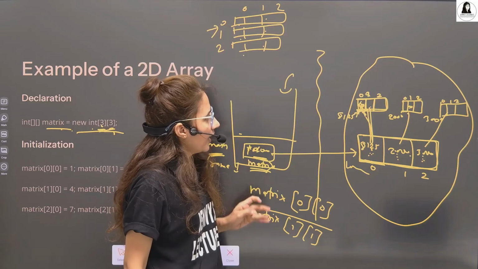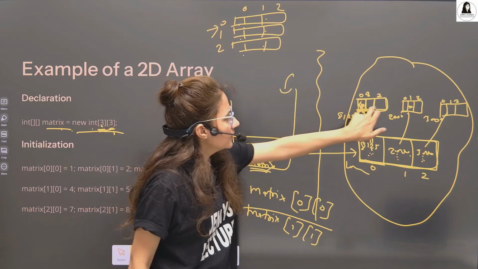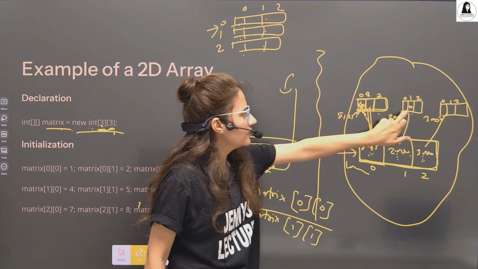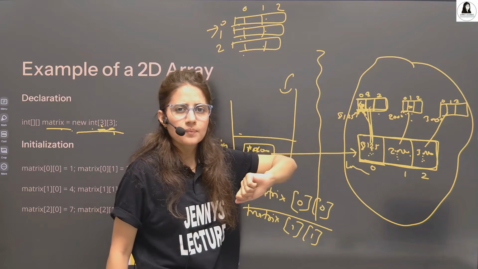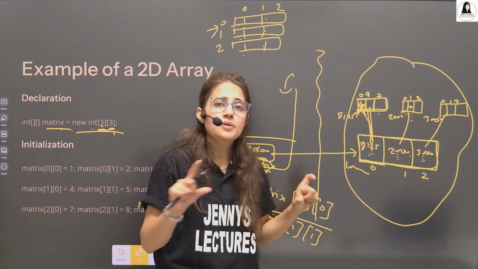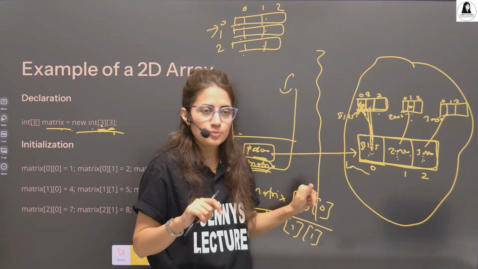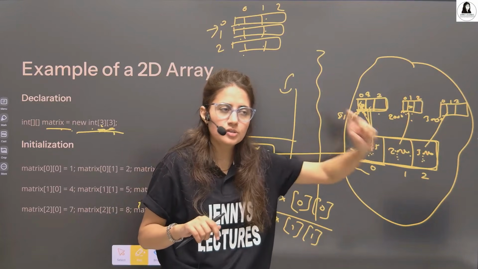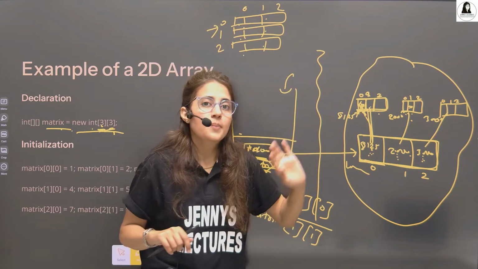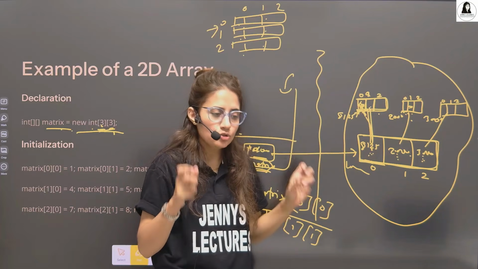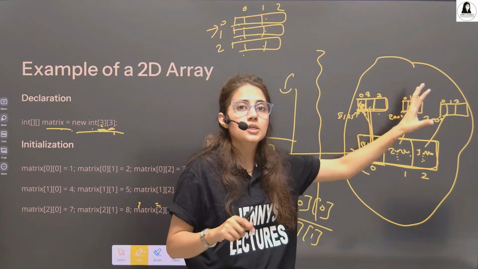Fine. And now one more thing. These 1D arrays, the actual data, are not stored in contiguous memory location in Java in 2D arrays. In C and C++, these are stored in contiguous memory location, either row wise or column wise. But in Java, it's not the case. It is not mandatory that these are stored in contiguous memory location.